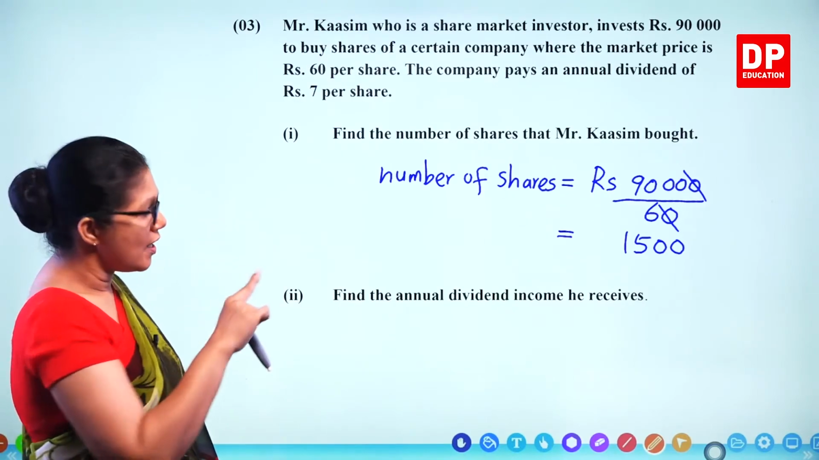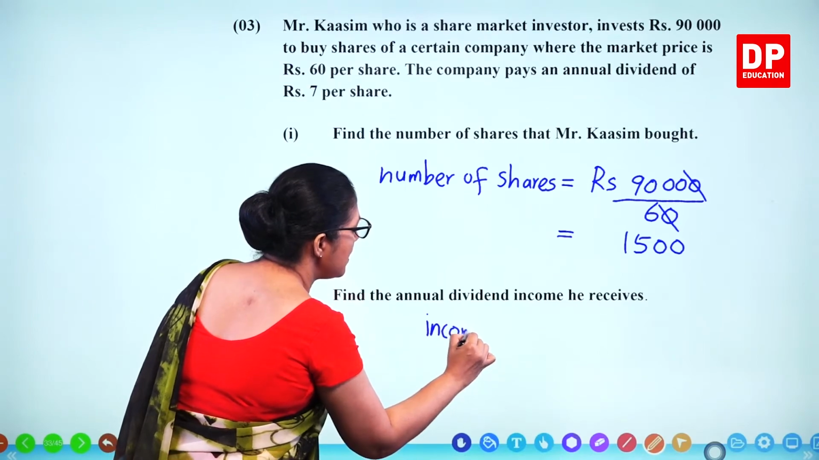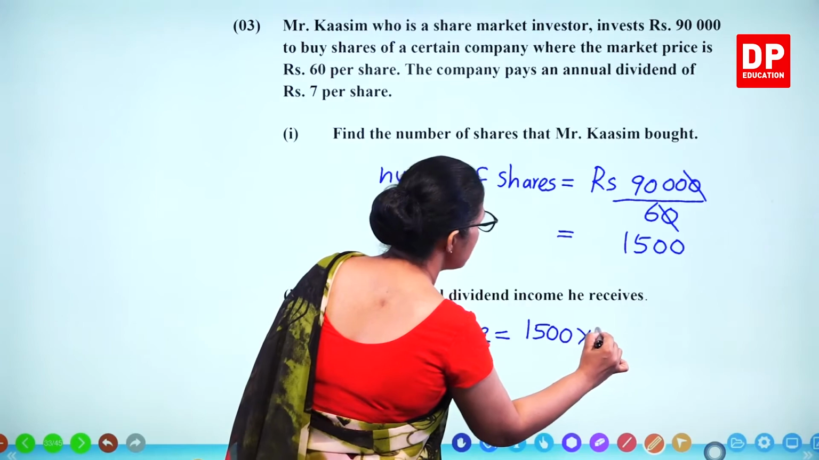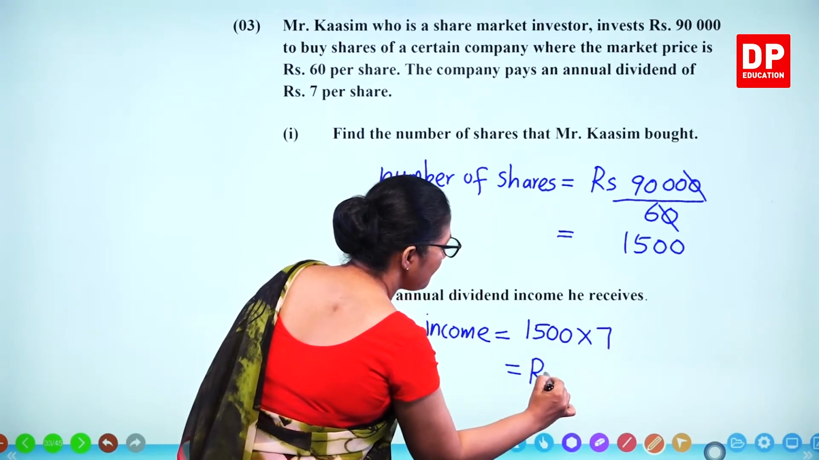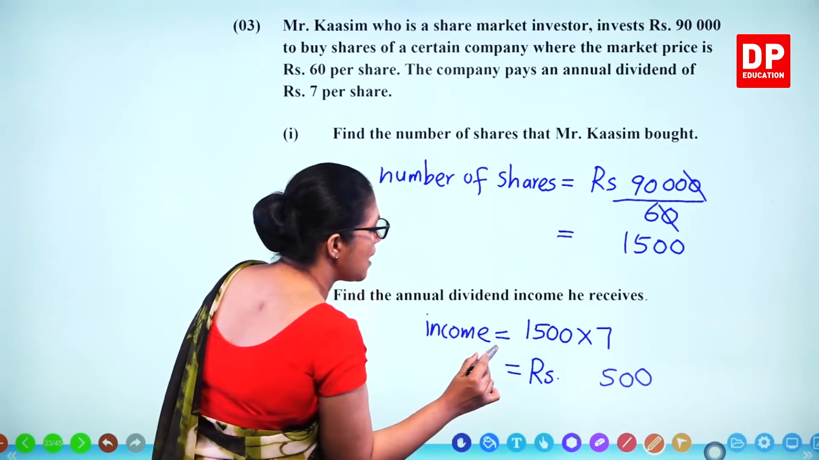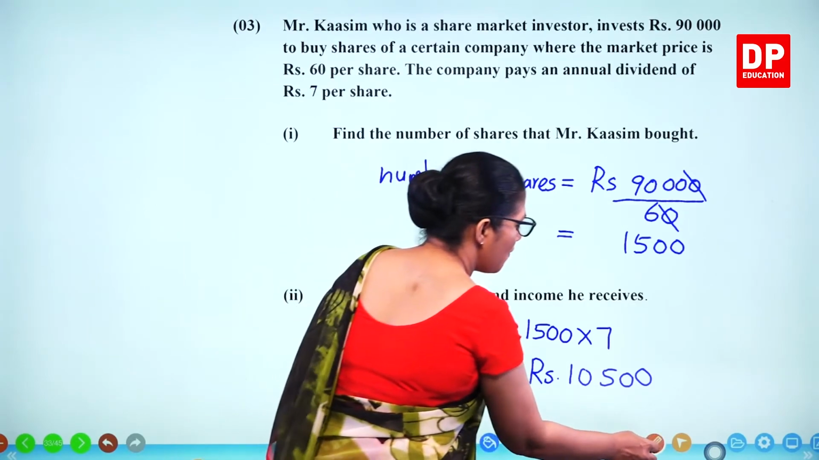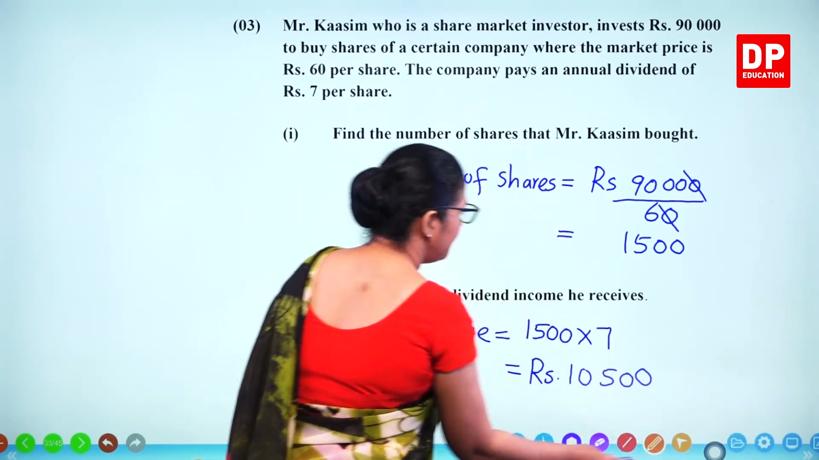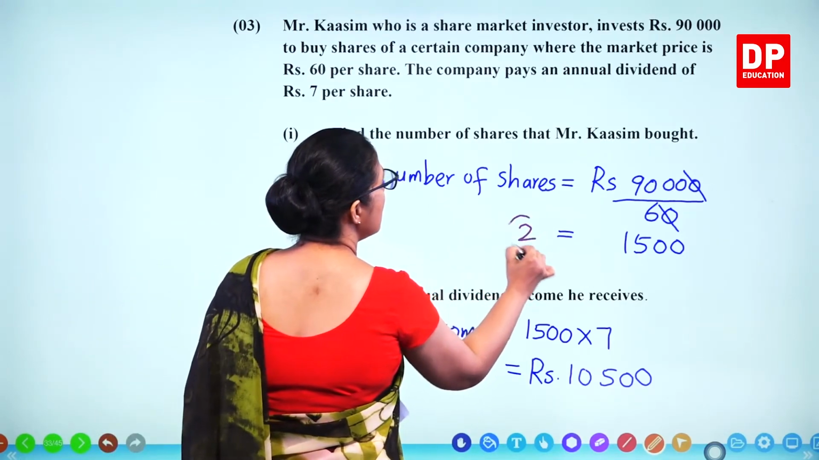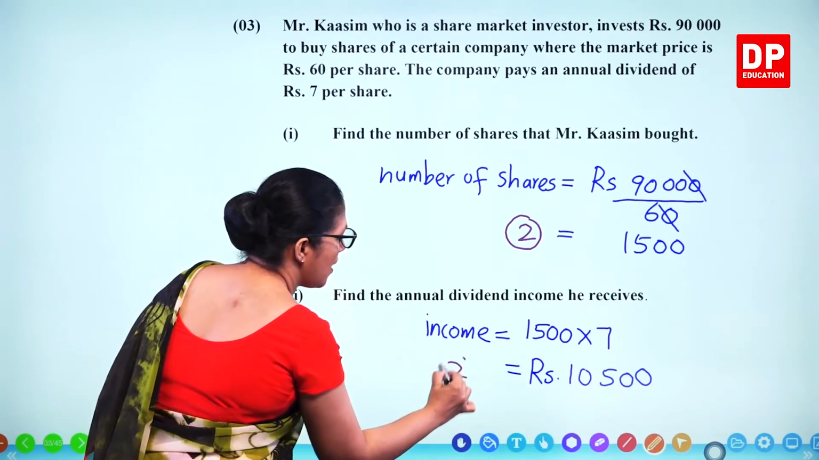7 rupees per share. So there are 1,500 shares. So the annual dividend income is 1,500 into 7. 7 times 5, 35. 7 times 1, 7 plus 3, 10. 10,500 rupees. So how many marks for that? 2 marks for the first part and 2 marks for the second part as well.